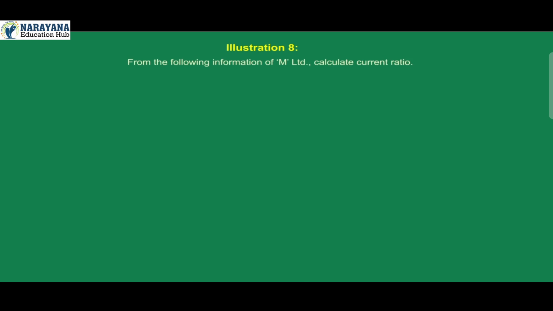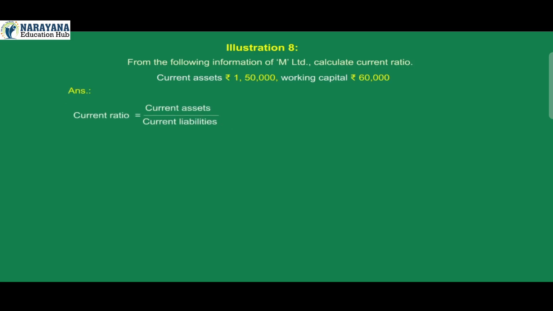Illustration 8. From the following information of M Limited, calculate current ratio. Current assets: rupees 1,50,000. Working capital: rupees 60,000. Answer: current ratio is equal to current assets divided by current liabilities. Current assets are rupees 1,50,000. Current liabilities are not given, but working capital is given.